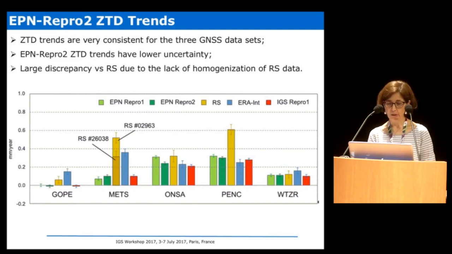From this histogram, you can see that the 3 GNSS datasets are very consistent among them, but the uncertainties, the ZTD trend uncertainty computed with EPN-Repro2 is lower with respect to the other 2 GNSS datasets. And as I have shown you before, the EPN-Repro2 has a better agreement with respect to radiosonde data and ERA interim data than EPN-Repro1.